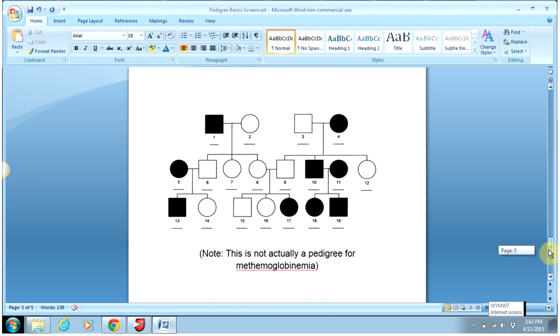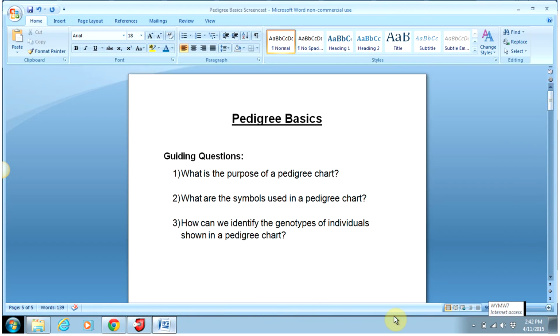Okay. Now at this point, we have answered all three guiding questions. What's the purpose of a pedigree chart? What are the symbols used in a pedigree chart? And how can we identify the genotypes of individuals shown in a pedigree chart?